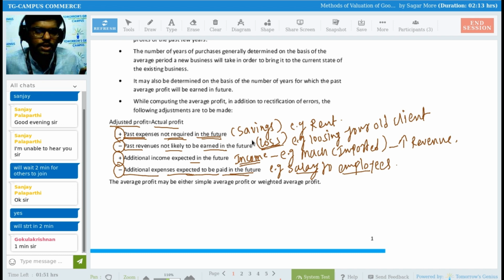For example, sir, up to last year, the premises from where you are doing your business was on a rental basis, right? And you are now going to conduct your business from your own building. So that is nothing but the rent amount gets saved, and that is your profit, that is your gain, that is your saving, that you have to add, right?